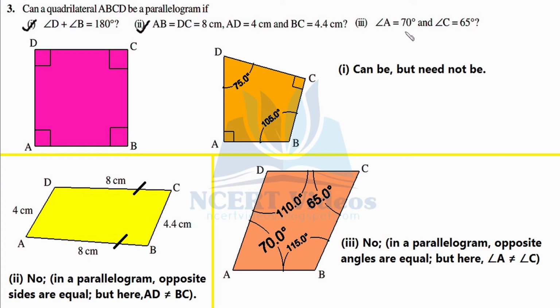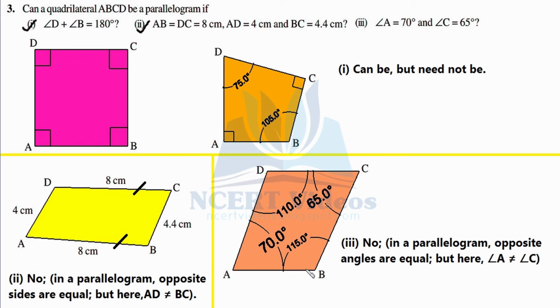Now with this information, are we able to construct a parallelogram? Well, it is not a parallelogram because A and C are opposite angles and they are not equal. Therefore, no. The reason being, in a parallelogram, opposite angles are equal, but here angle A is not equal to angle C. There is a difference of 5 degrees in both these angles.